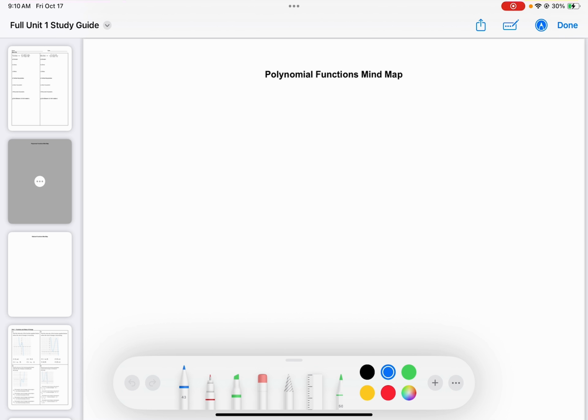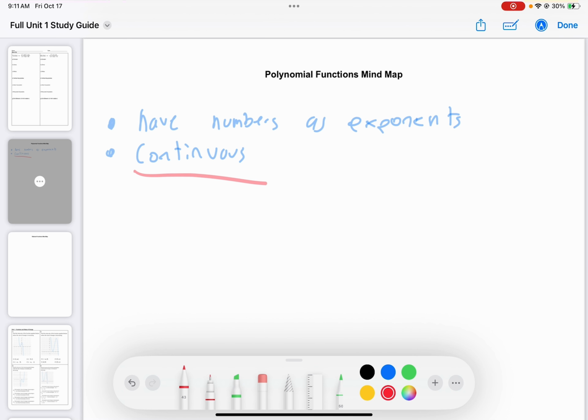So let's start by defining a polynomial. A polynomial is going to have numbers as exponents. So we are not looking yet at exponential functions, which have variables as their exponents. And polynomial functions are continuous. I am terrible at spelling, not even sure that's the correct spelling of continuous, but it means that there are no holes or vertical asymptotes inside of a polynomial function, right?